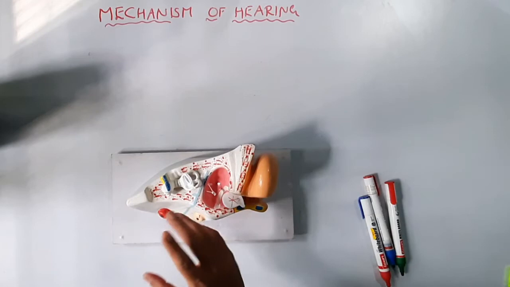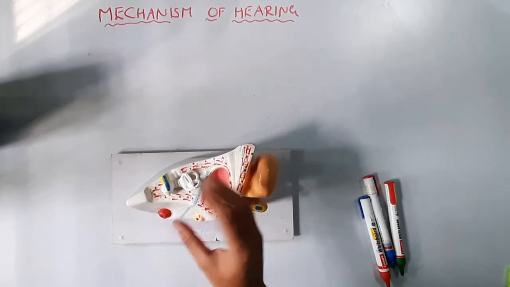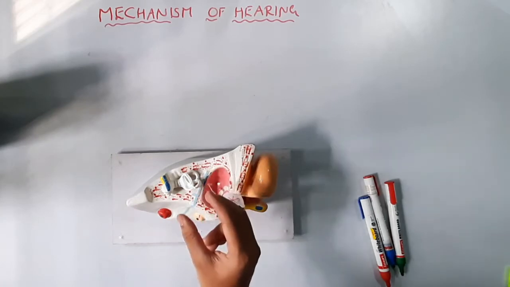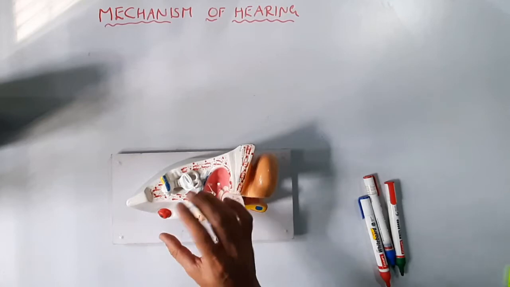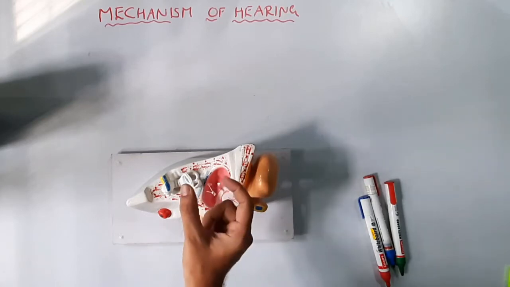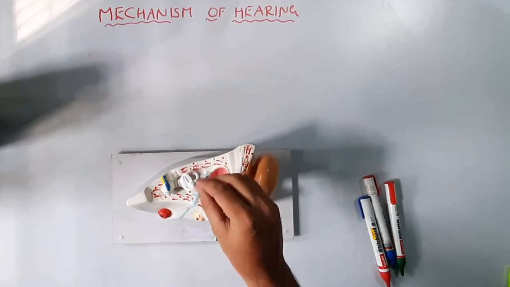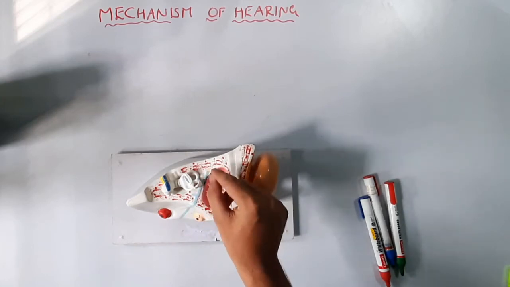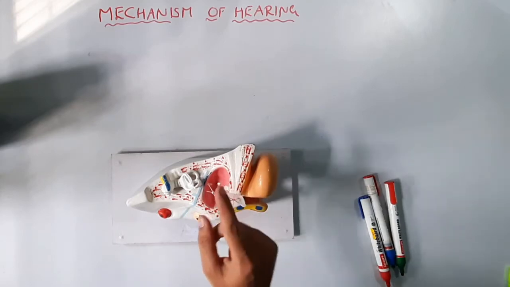They bend, and ultimately the auditory hair cells touch another structure called the tectorial membrane. The tectorial membrane is present just above the auditory hair cells or organ of Corti, and this tectorial structure will now collect that vibration and convert it into action potential. Then they transmit that action potential into the auditory nerve.